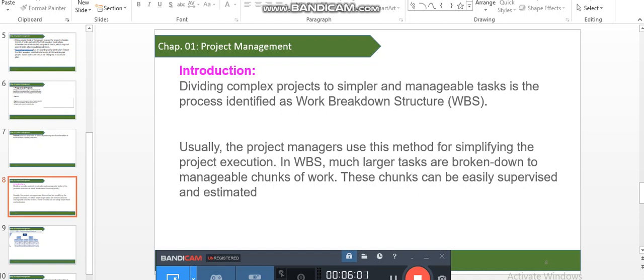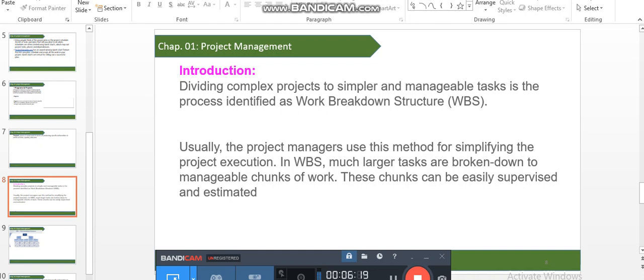In the output we also have the scope baseline. In the baseline we have components: it could be the project scope statement, the work breakdown structure, the WBS dictionary, and project documents update.